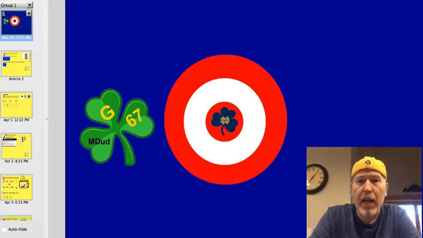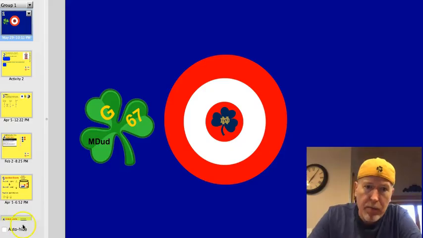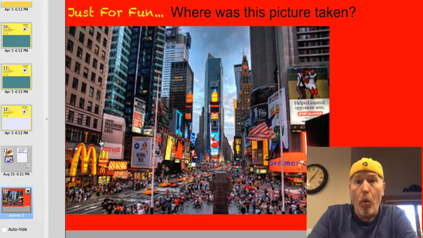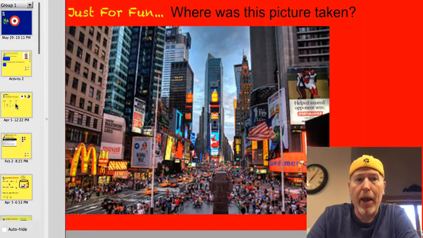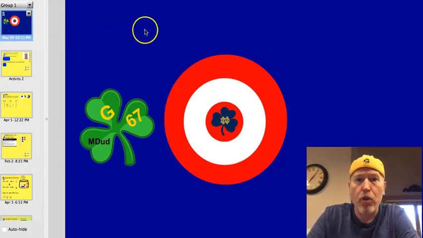Tonight we're going to be working with compound probability. Let's get started with something just for fun. Where was this picture taken? You should know. We've talked about it in class a couple times. We'll be back with the answer to that trivia question after our instruction tonight.